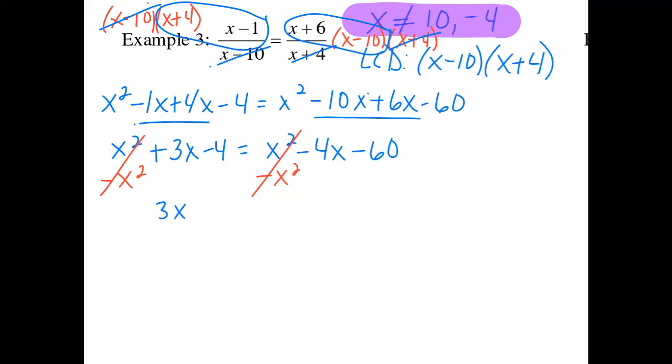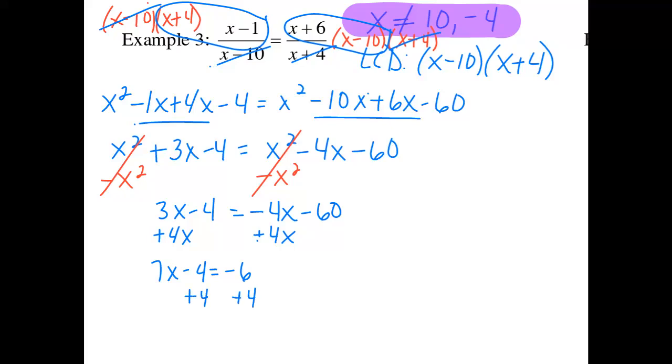So we'll get 3x minus 4 equals negative 4x. Don't drop that negative. Minus 60. I'm going to add over the 4x. So we get 7x minus 4 equals negative 60. Then we can add over the 4. So we'll get negative 60 plus 4, not negative 6. 7x equals negative 56. Divide both sides by 7. And we get negative 8.